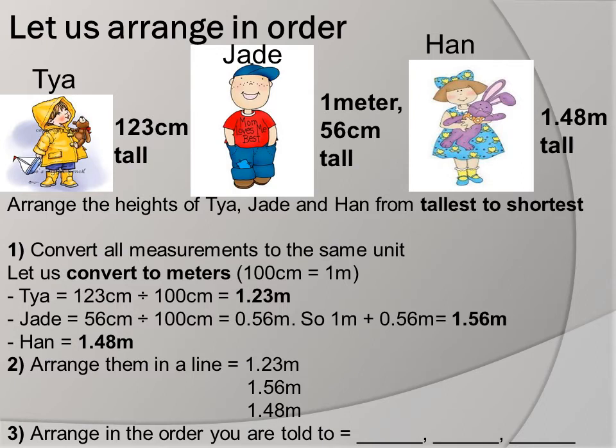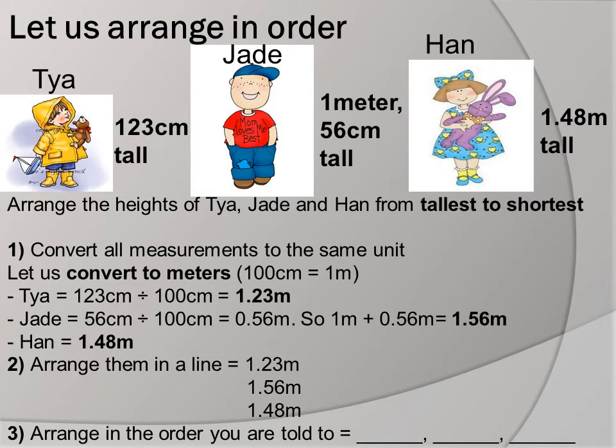123 over 100. What is that? You have to change to decimal and move the decimal point how many times? Twice. So if you move the decimal point twice, you have 1.23 meters. Yeah, very easy, right?